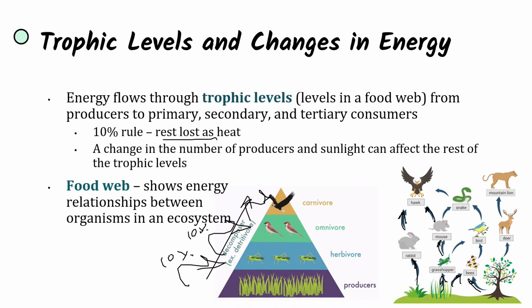And a change in the number of producers and a change in sunlight can greatly affect the rest of trophic levels, because less producers mean there's less energy for the primary consumers, which means there's less energy for the secondary consumers, which means there's less energy for the tertiary consumers. Same thing, less sunlight means less producers are able to grow and provide that energy for the rest of the trophic levels within the food web.